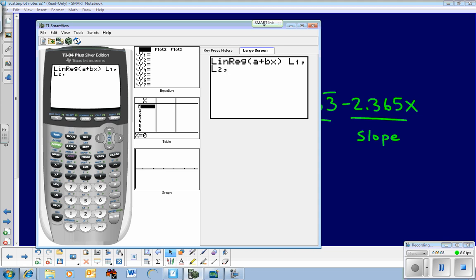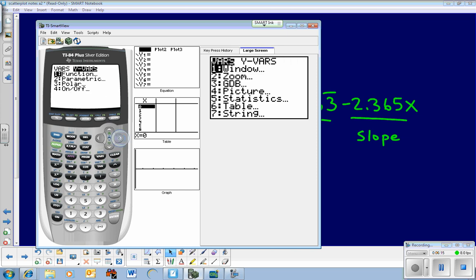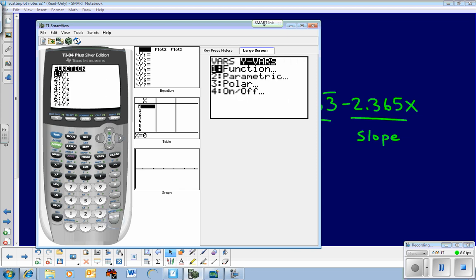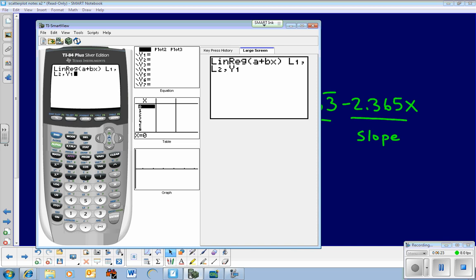Put another comma. Now go to vars, which is 3 buttons above the 9. Go over to yvars, select function, select y1, and now what you're telling your calculator is calculate the regression line using x's in 1, y's in 2, and put the resulting equation into y1.